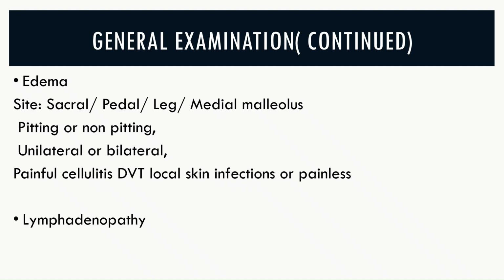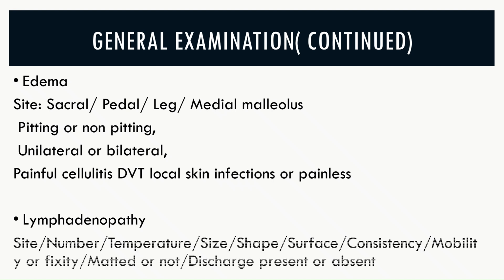For lymphadenopathy, we examine site, commonly scalene or cervical lymph nodes. We assess number of nodes, temperature, size, shape, surface, and consistency. We also check whether nodes are mobile or fixed, whether they are matted, and whether there is any discharge.